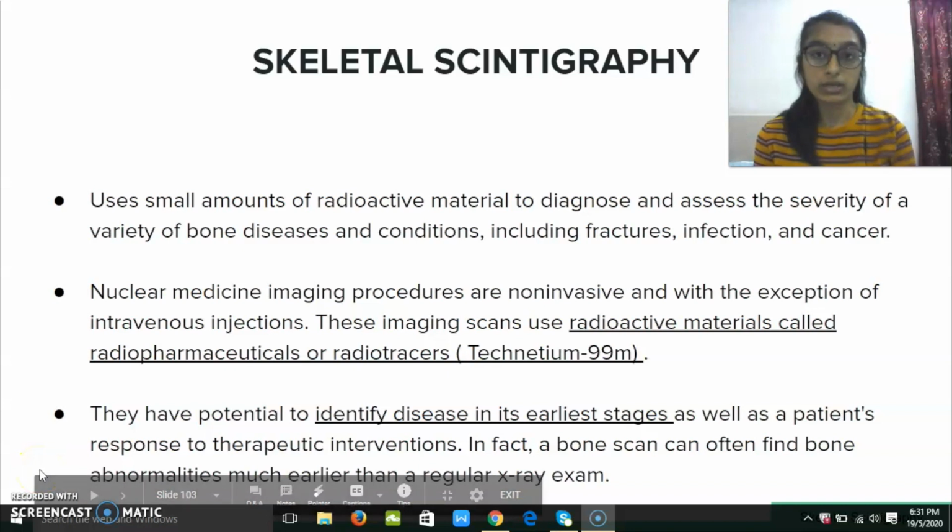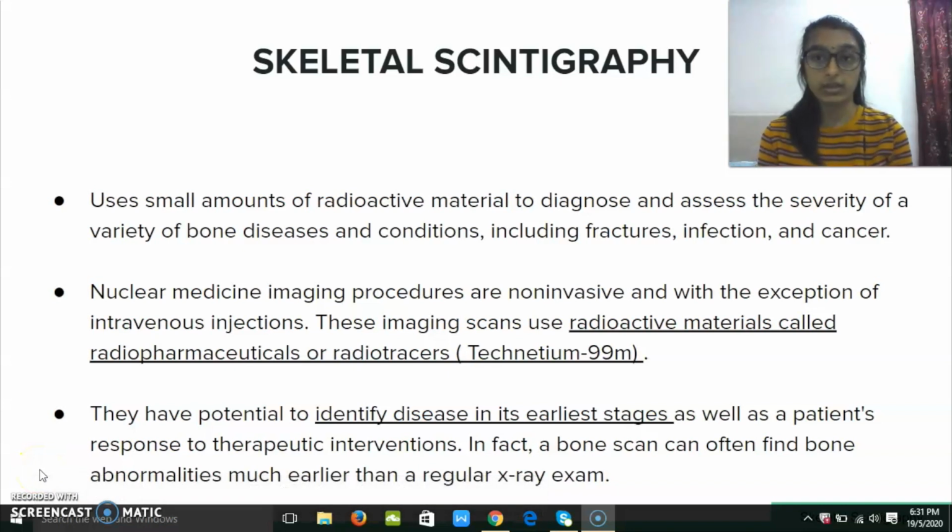Next, I'm going to be talking about skeletal scintigraphy. Skeletal scintigraphy uses small amounts of radioactive material to diagnose and assess the severity of a variety of bone diseases and conditions, including fracture, infection, and cancer. Nuclear medicine imaging procedures are non-invasive, with the exception of intravenous injection.